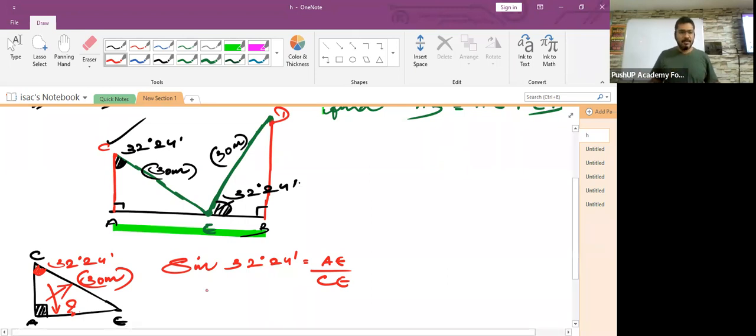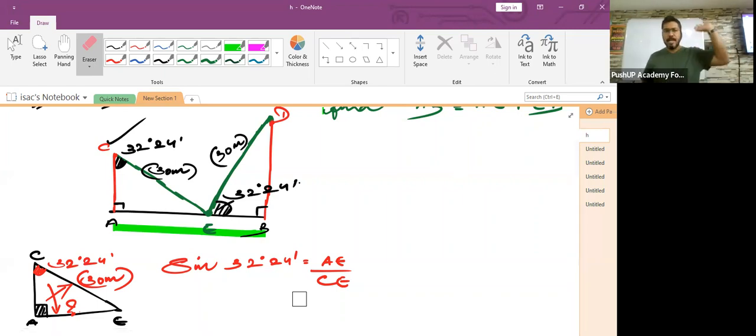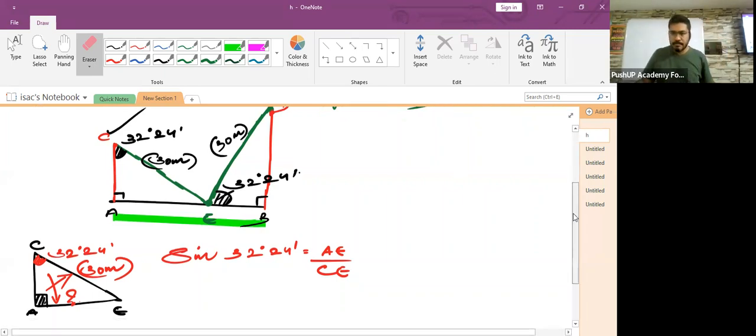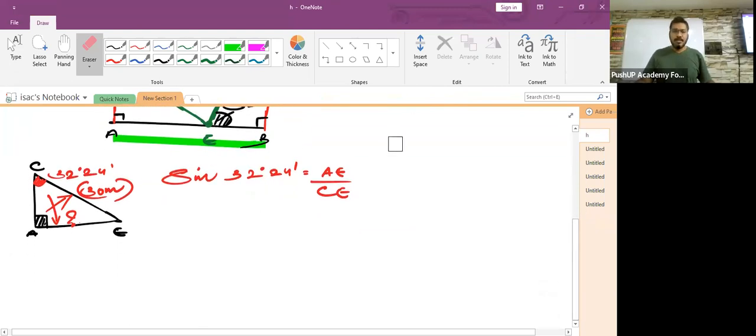Why? Because anyway you will find the value of sine 32 degrees 24 minutes, which is equal to AE upon CE. CE is 30. All right. So I think children, this method is correct. You will face multiplication of two numbers, isn't it? So this is the perfect method, children. Blindly you can proceed. Let's start. Now, children, sine 32 degrees and 24 minutes. Do you all know how to find it?